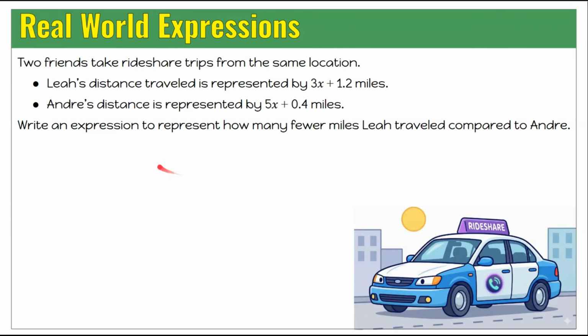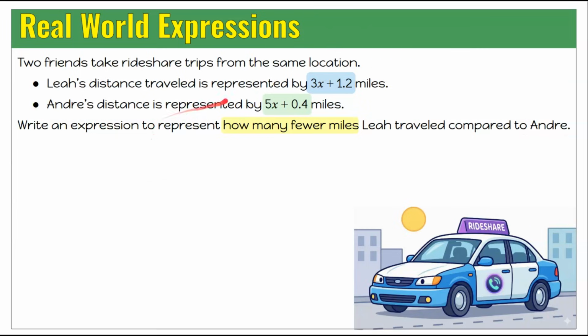Let's see what this looks like in the real world. We have two friends that take rideshare trips from the same location. Leah's distance traveled is represented by 3x plus 1.2 miles. Andre's distance is represented by 5x plus 0.4 miles. And we're asked to write an expression to represent how many fewer miles Leah traveled compared to Andre.